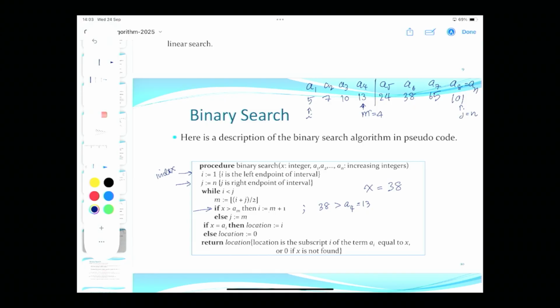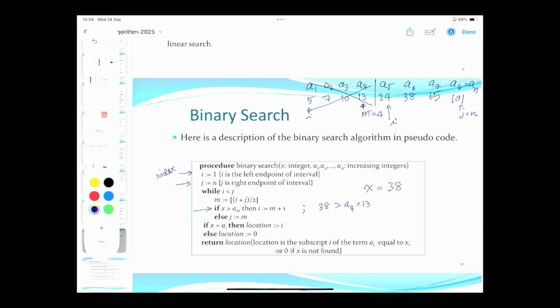So I is equal to m plus 1. That means now I would be updated to point here. So this part of the list is discarded, because x is not possible in the first part. Now we just have 4 elements to work on. Then repeat the while loop when I is less than j. I now is equal to 5, and j is 8.